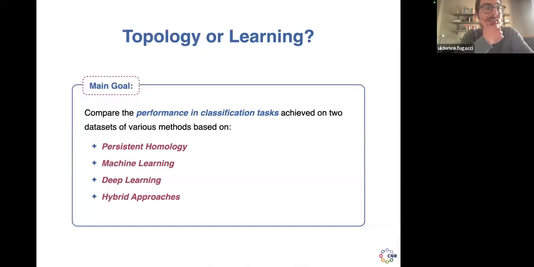So let's start. The main aim of this talk is proposing a comparison between different classification methods. I mean, different techniques for performing a classification task. We analyze various techniques and strategies, some of which are based on persistent homology, some others based on machine learning or deep learning, and we also try to propose some hybrid approaches performing a combination of those methods.